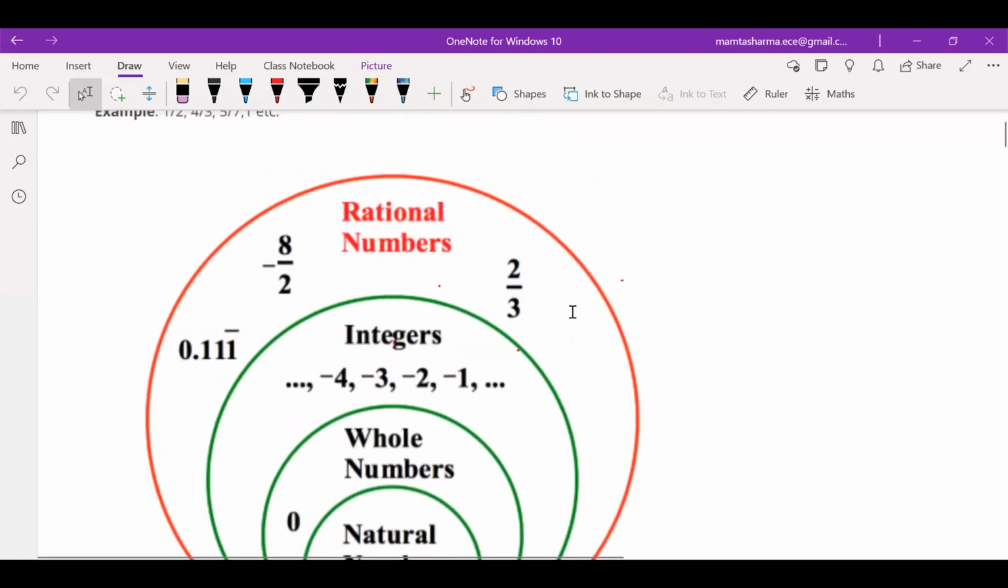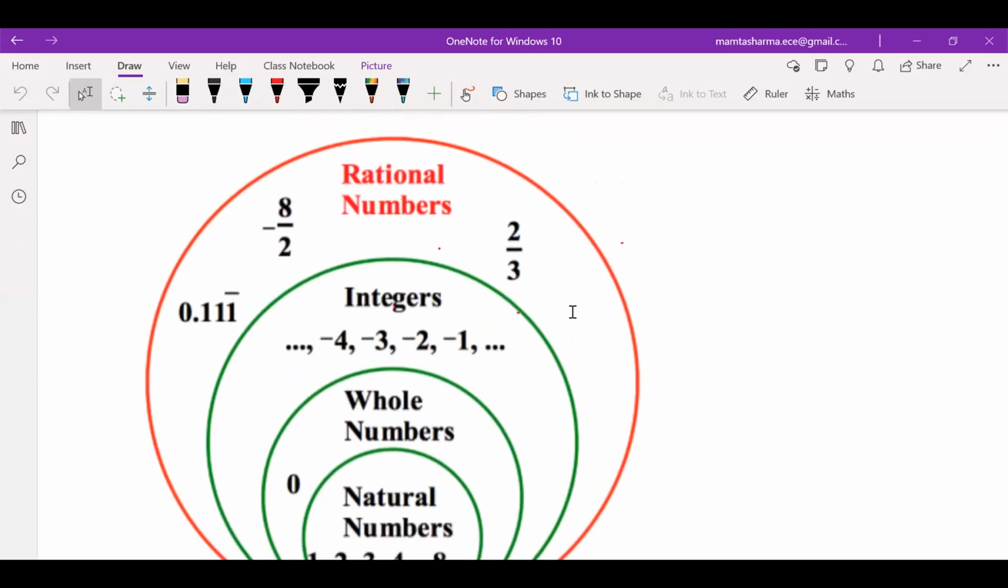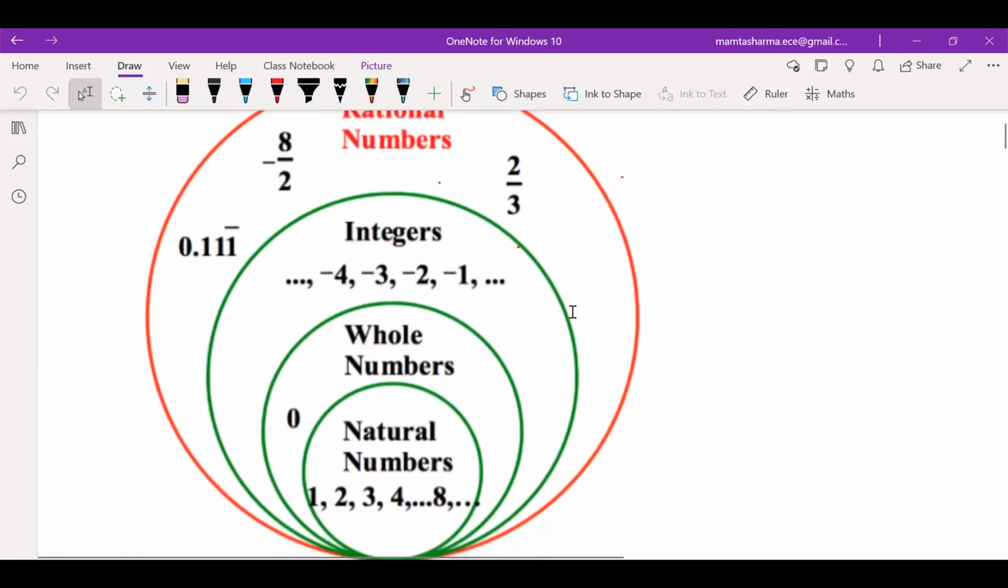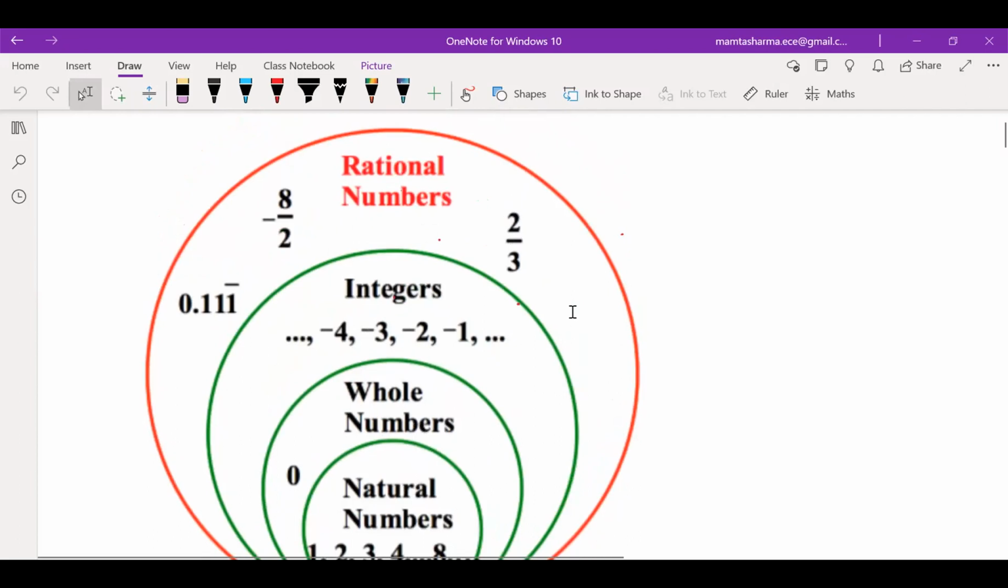Okay, and then rational numbers came, and rational numbers will include the bigger circle, the outer one, the red circle showing the rational numbers, and it will include all the integers, whole numbers as well as natural numbers. So for example, if I am writing 2 by 3, it is in the form of p by q, and 2 and 3 both are integers, and q is not equal to 0, so this will be a rational number.